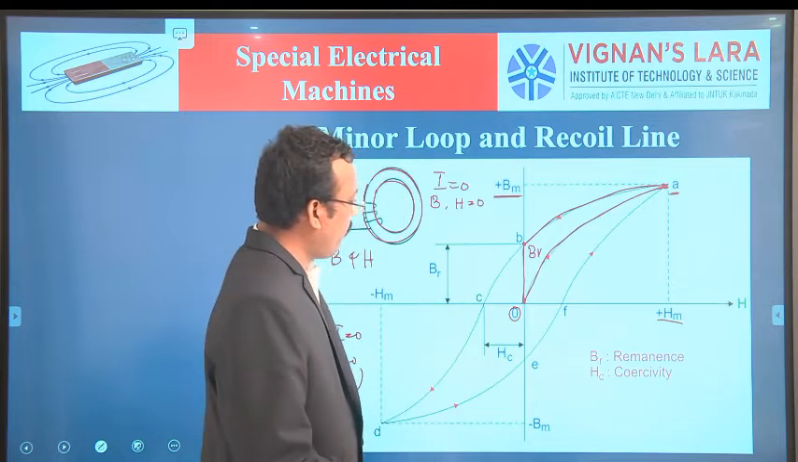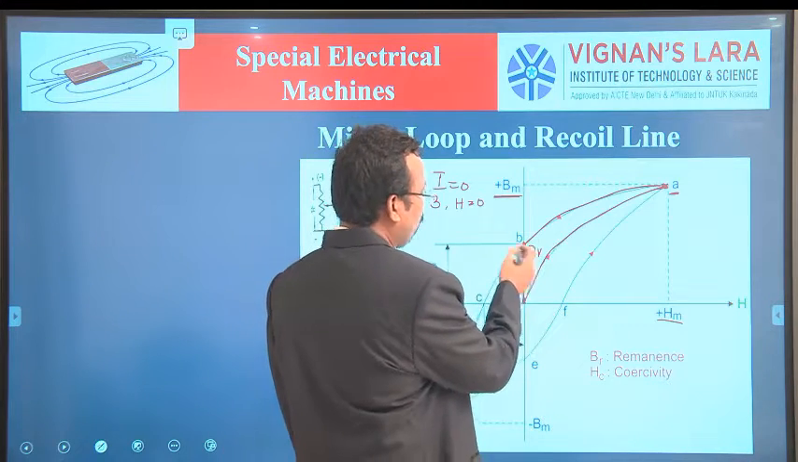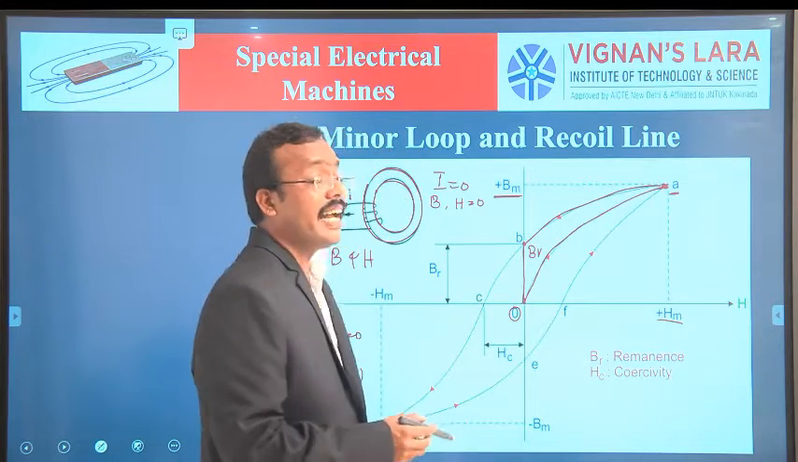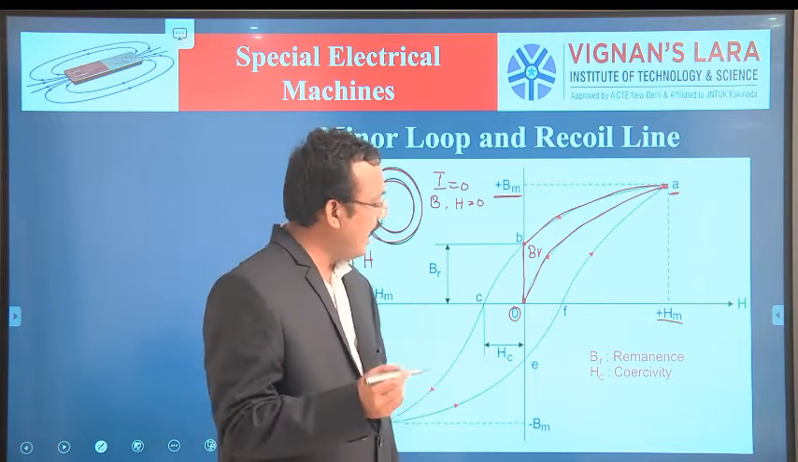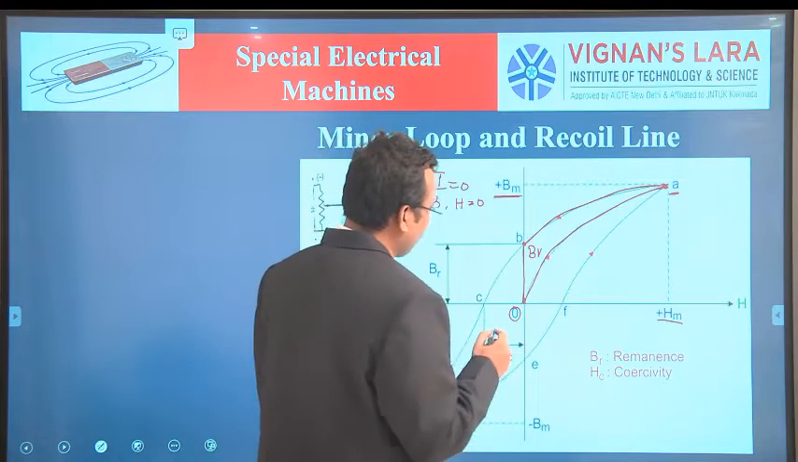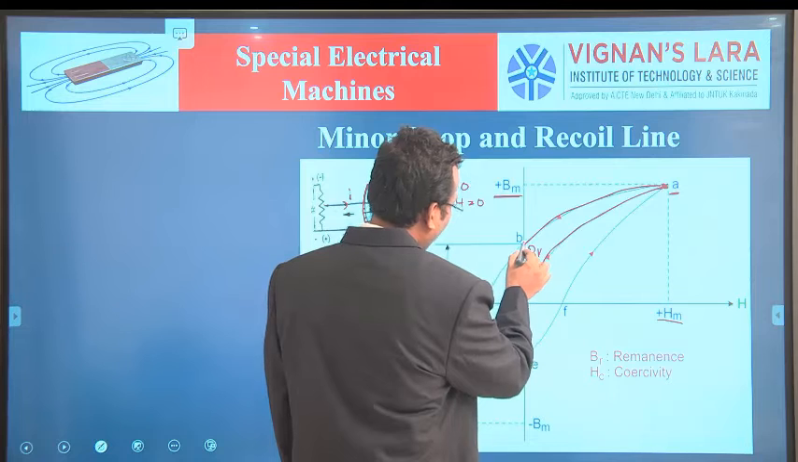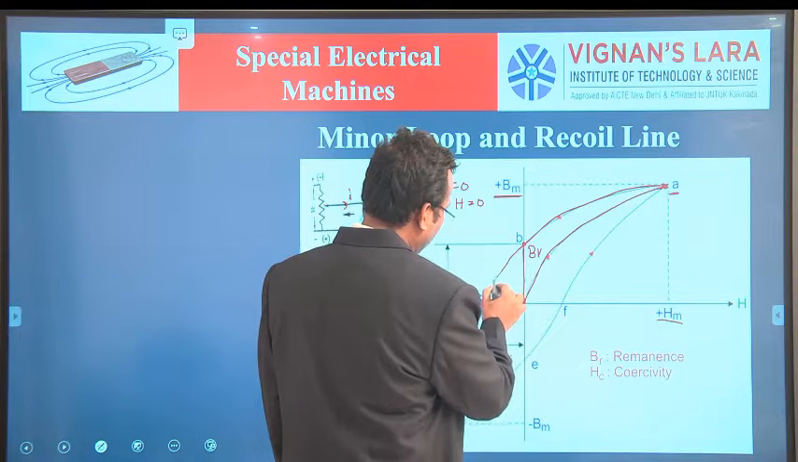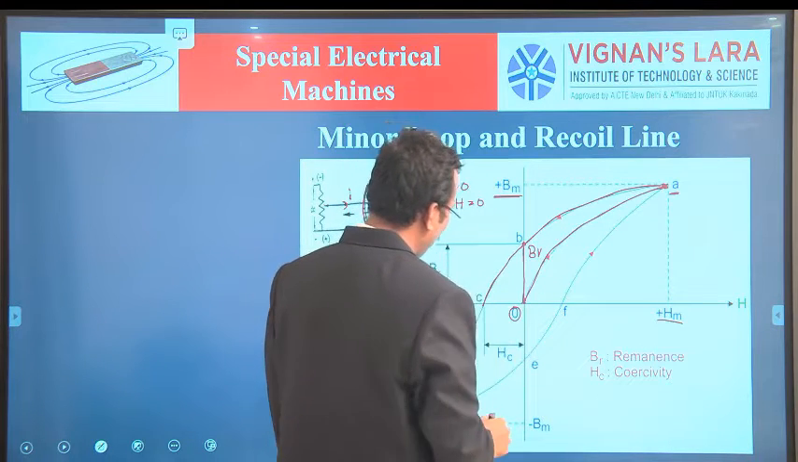Now we want to reduce the flux density to 0. What do we do? We make H reverse in direction by changing the direction of current, so that it will fall like this. The path is B to C.